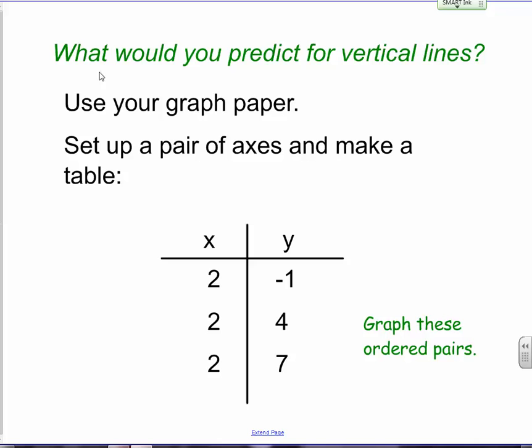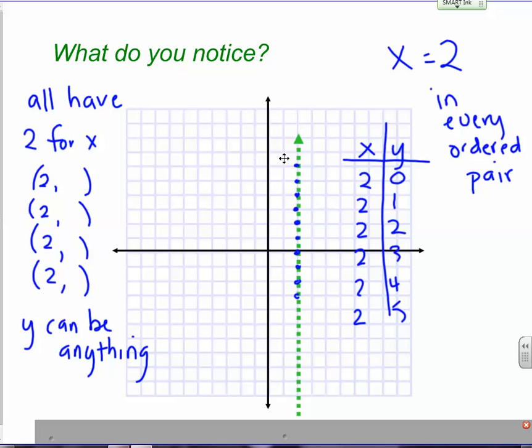And then I said, what would you predict for vertical lines? So we set up a t-table, and if you plot 2, -1, 2, 4, 2, 7, and graph the ordered pairs, this time you get a vertical line. And that vertical line has the equation x equals 2. Every ordered pair on that vertical line, x is 2. Y can be anything, but x is 2. And when I connect all those ordered pairs, I get a vertical line. So when it says x equals a number, it's a vertical line. And when it says y equals a number, it's a horizontal line.